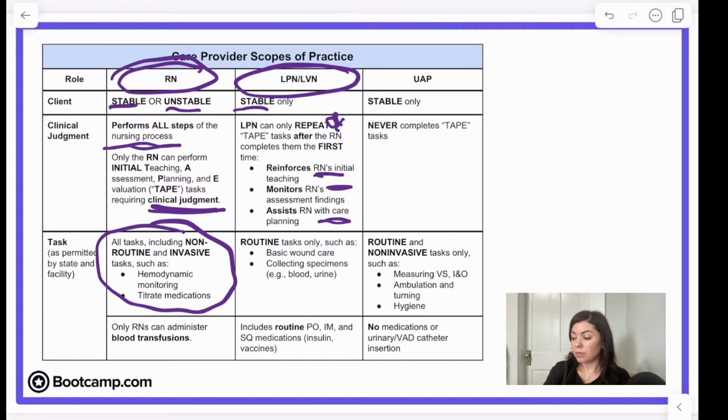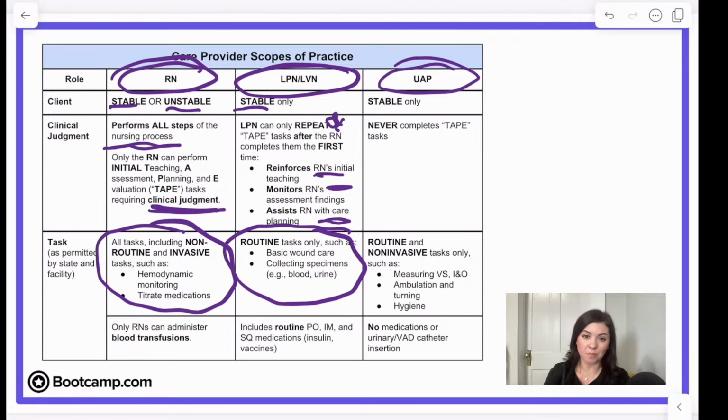They are only able to do routine tasks, so tasks that don't pose a lot of risk. Some examples are wound care for a basic wound, collecting specimens for a lab sample, those types of things. And then lastly, the UAP. And I will tell you, most delegation items involve delegating to the UAP. So it's very important to know this UAP scope of practice.